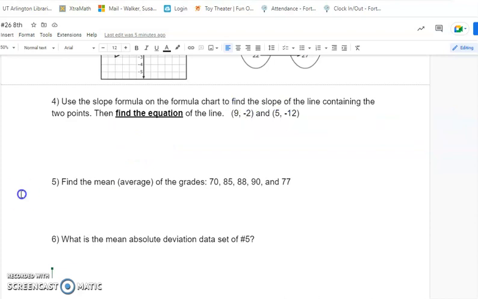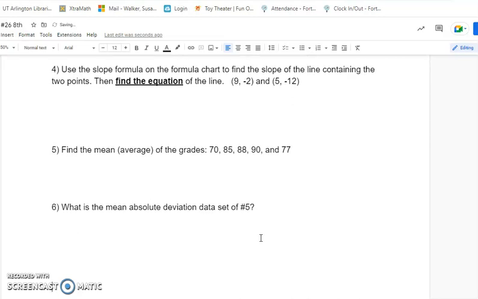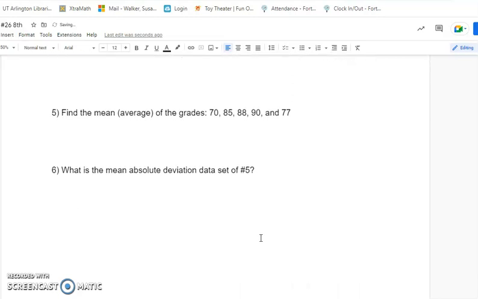Number 5. Find the mean. Another word for mean is average of the grades. Okay. Let's see. So you don't have to do this for mean. I normally go on and do this in case the question is asking for median, mode, range. It just makes it easier for me. I usually order them.